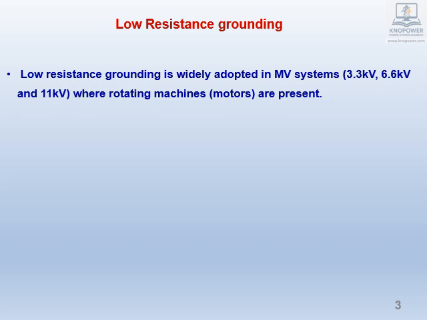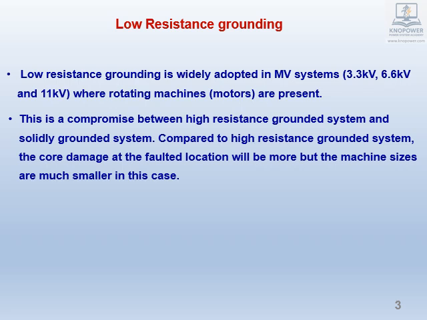Low-resistance grounding is widely adopted in MV systems, that is 3.3 kV, 6.6 kV and 11 kV, where rotating machines like motors and small generators are present. This is a compromise between high-resistance grounded system and solidly grounded system. Compared to high-resistance grounded system, the core damage at the faulted location will be more, but the machine sizes are much smaller, generally in the range of 1 to 10 megawatts.